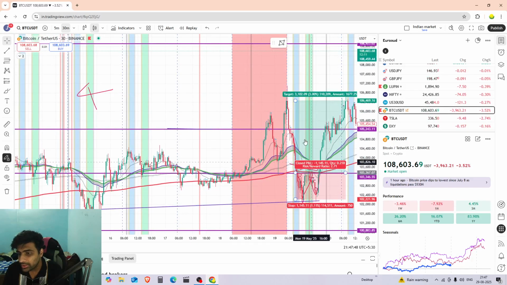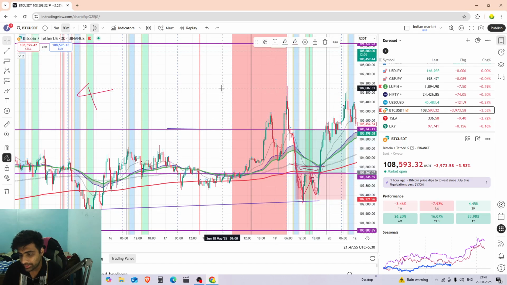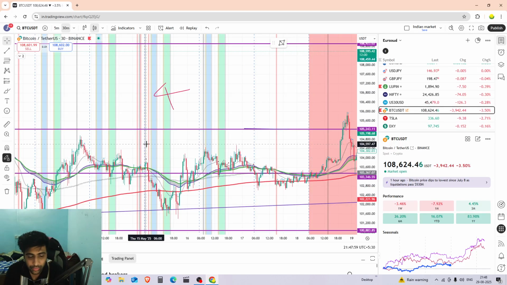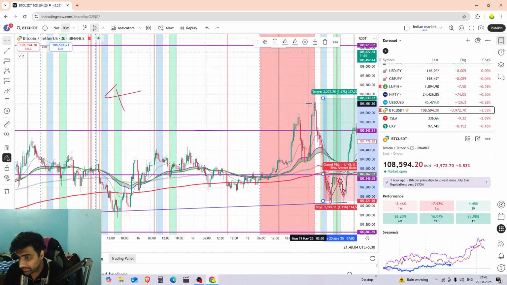As you can see, it was a clear cut 1:2, 1:3 trade. Even if you target till here, it is 1.6, so the risk reward is in your favor. Now you will be asking me, what is the target for this setup? The target is the previous high from which the market came down, and they trapped and then went up.